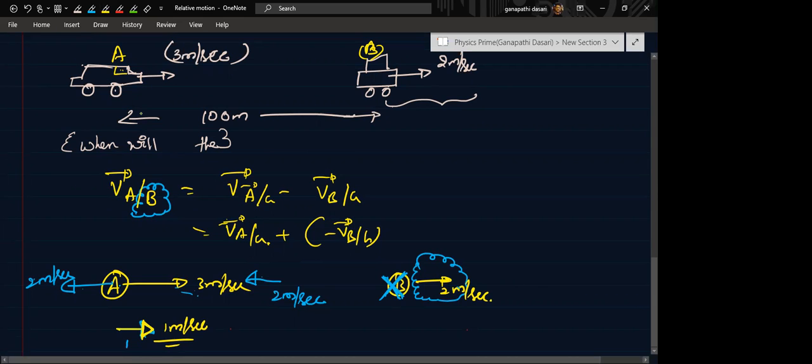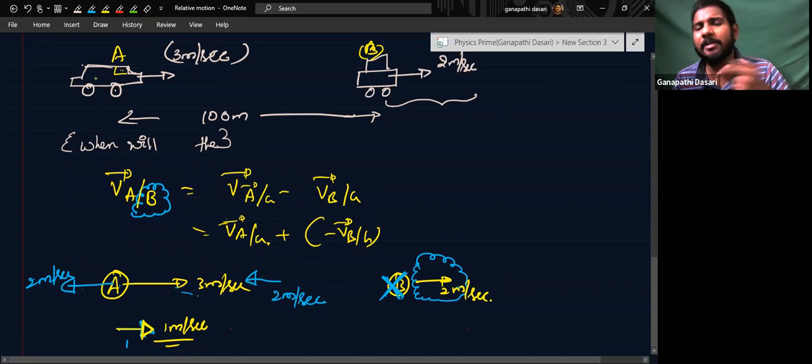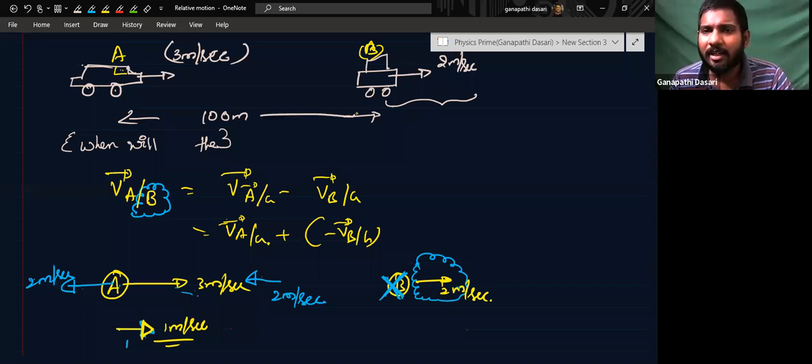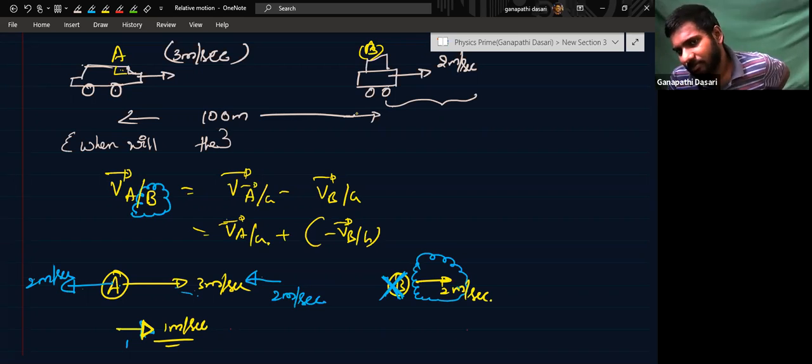Now this car will relatively go at 1 meter per second higher velocity than that other car. You might say that this is very simple to me. This is a childhood problem. If both are going in the same direction, you subtract them. If both are going in the opposite direction, you add them. That's what you want to say, isn't it?